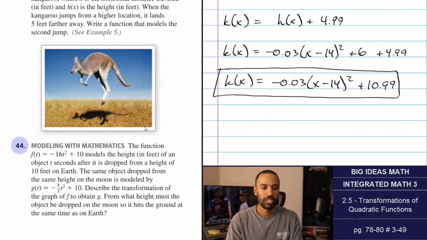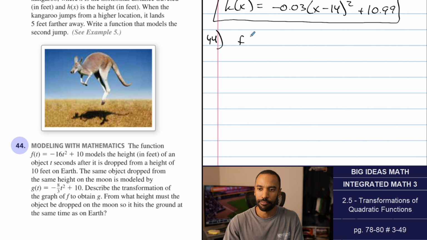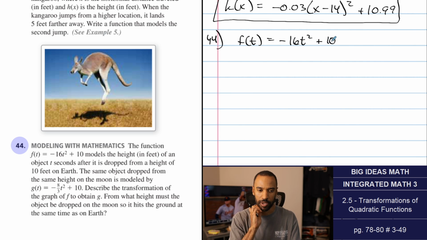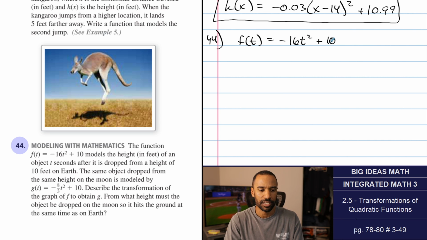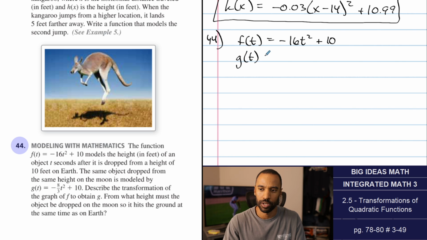So anyway, let's see if 44 is anything like number 33 or if it's just a different tricky kind of question. The function f of t, let me write it, f of t equals negative 16t squared plus 10. That sounds like gravity and a vertical displacement. It models the height in feet of an object t seconds after it's dropped from a height of 10 feet on Earth. The same object dropped from the same height on the moon is modeled by g of t, negative 8/3 t squared plus 10. So one's Earth, one's moon. This is gravity on the moon with respect to feet in seconds, basically. It's a little lighter. It's a lot lighter.